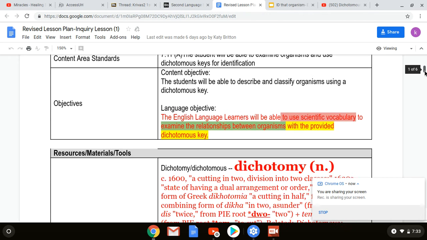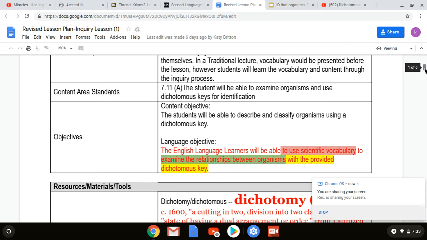And when it comes to objectives, I saw that you put the students will be able to describe and classify organisms using the dichotomous key. Just keep in mind what we learned last week from the electronic textbook, that they taught us about using the SMART objectives, and that we had to put all those key factors in our objectives. But I did like that you put your language objectives, keeping in mind what your ELA students are going to be focusing and learning when it comes to your lesson. So that was very good.